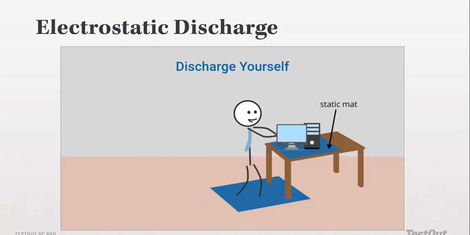You don't want a scenario where, as you're walking, something happens and one of you will have more electricity than the other. You would then create a discharge that might damage some components. So you use this mat to make sure that there is no additional electricity that builds up in one component more than the other. I hope that's understood.